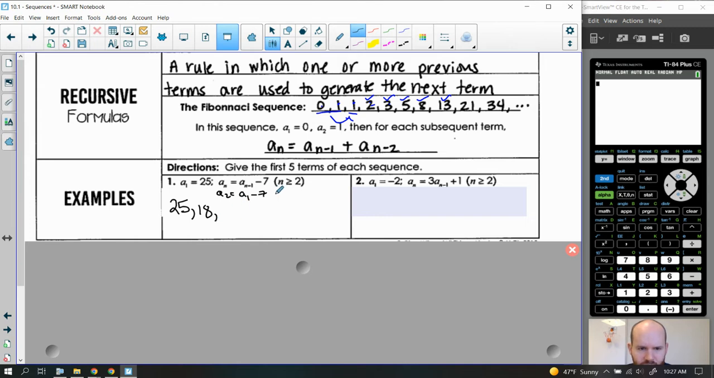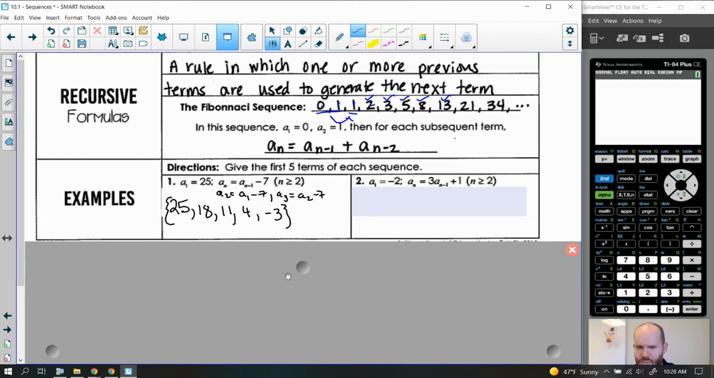Great. We'll say I want A3. Well, A3 would equal A3 minus 1, which is A2 minus 1. So A3 is just the second term, which is 18. Sorry, minus 7. I don't know why I wrote 1. 18 minus 7 is 11. And I can continue to exploit this recursive formula, looking at the next term and subtracting 7 every time to get 4 and negative 3 as my first 5 terms of this sequence.